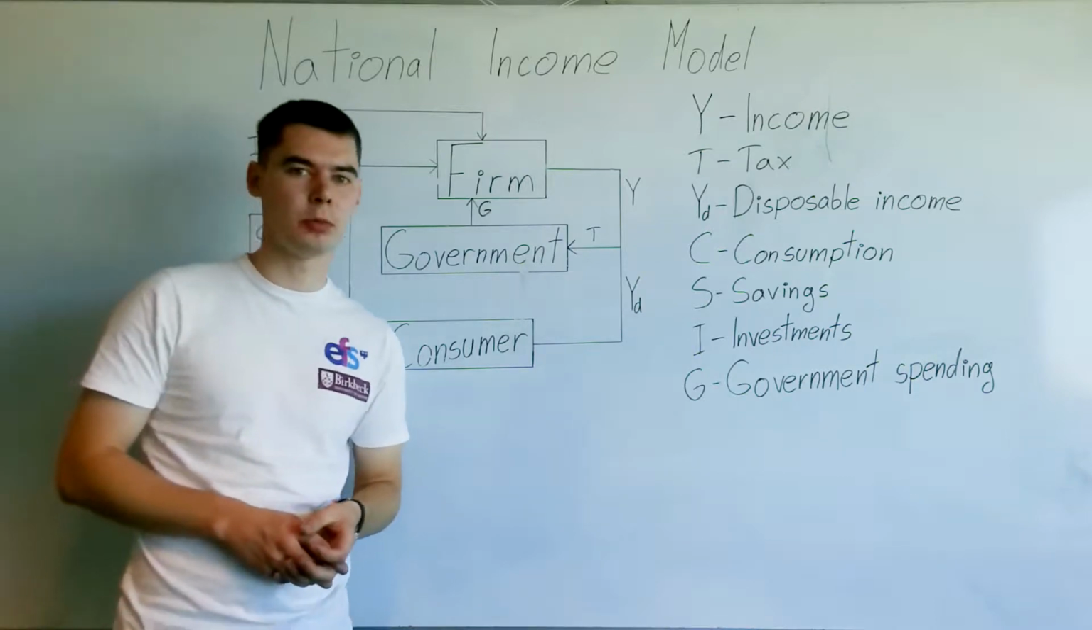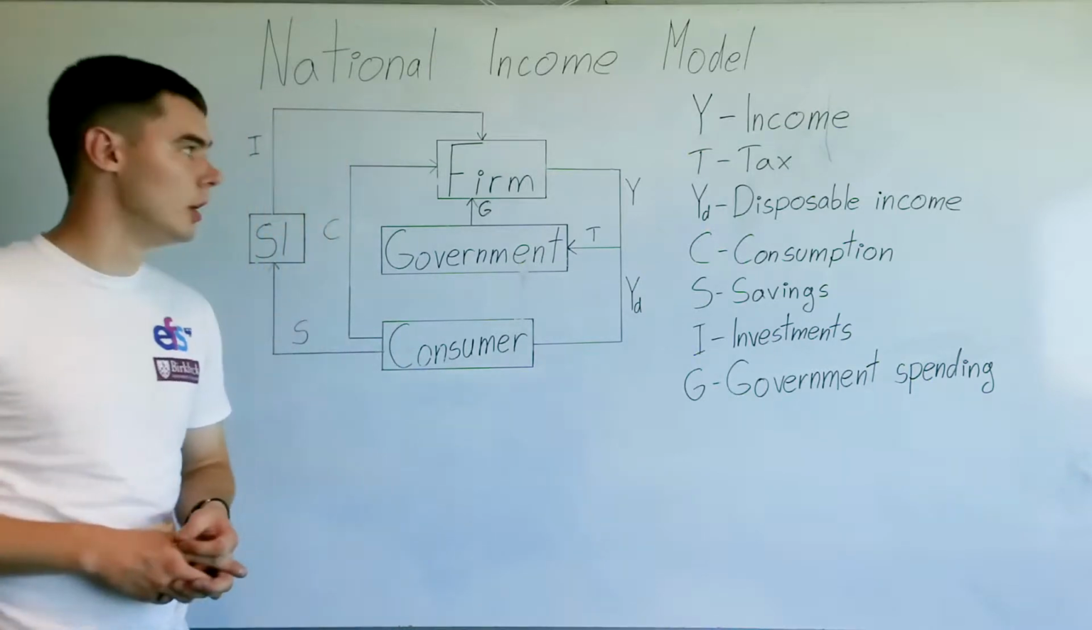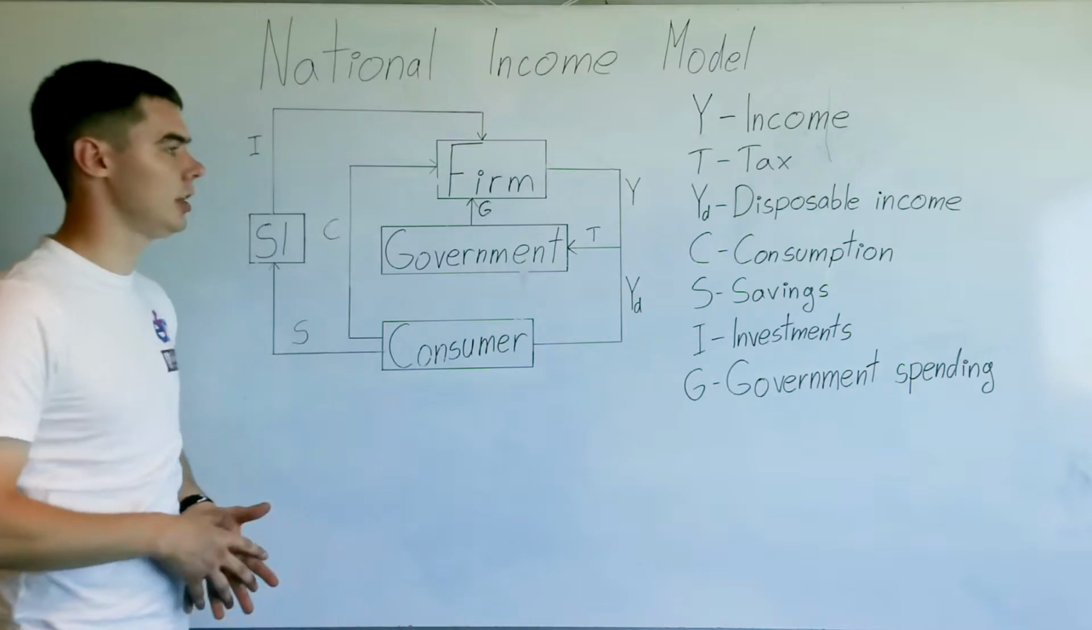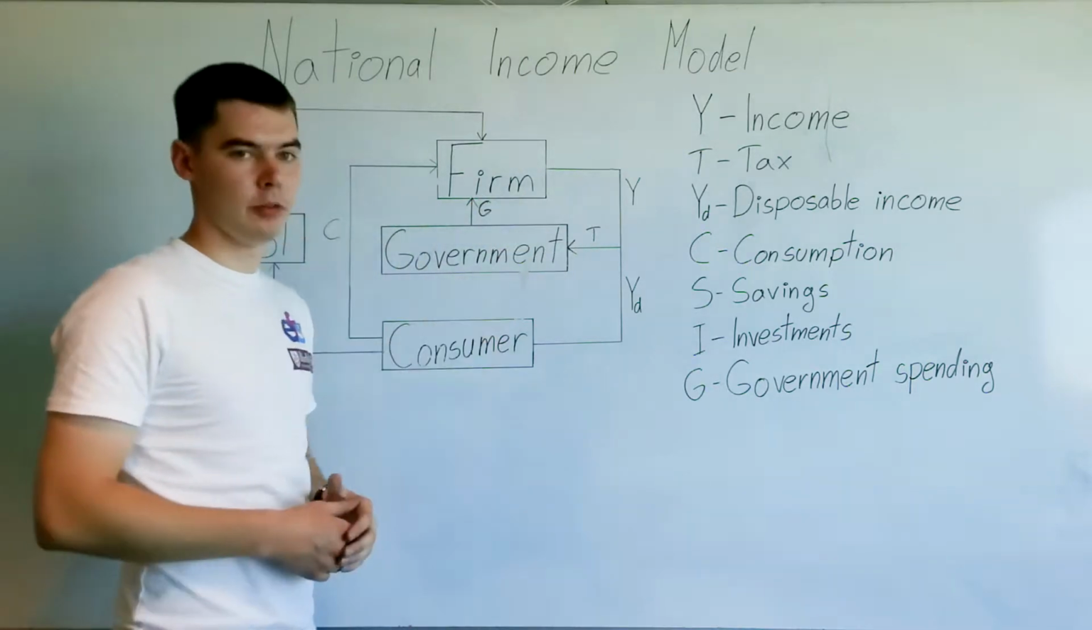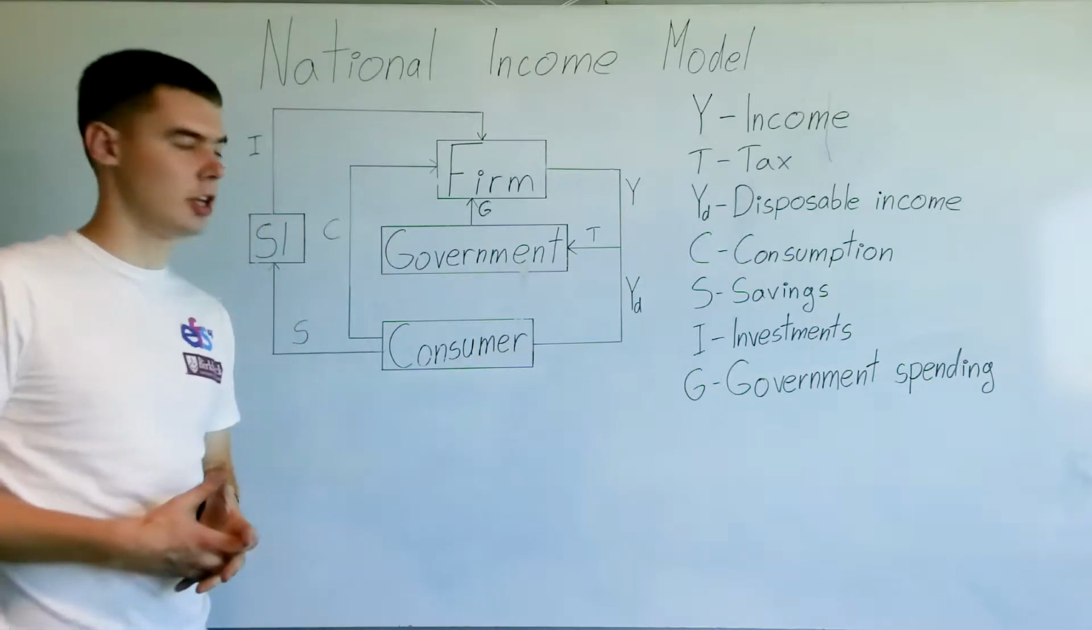Hi, today we will present you the national income model. The model looks like this and it can be explained as follows. Firms pay wages, which in our eyes is seen as income.